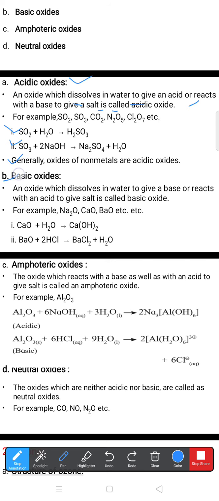Second type is basic oxide. An oxide which dissolves in water to give a base or alkali, or which reacts with an acid to give salt, is called a basic oxide. Example: sodium oxide, calcium oxide, barium oxide, etc. Calcium oxide plus water gives calcium hydroxide. Similarly, barium oxide with 2 molecules of HCl gives barium chloride along with water. Then amphoteric oxide.